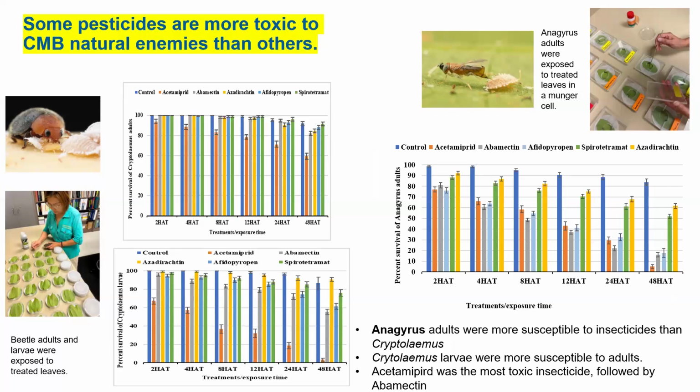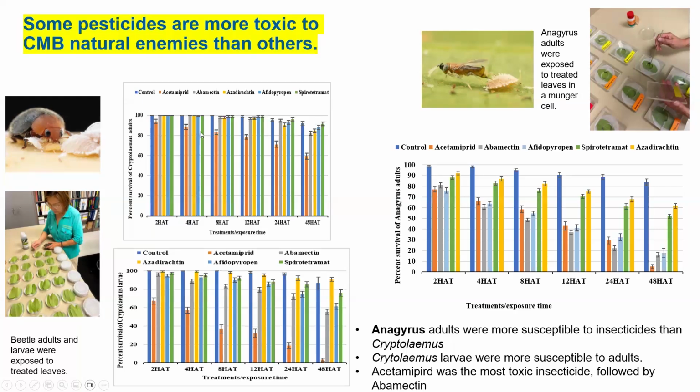So for us, as someone who is developing a management strategy for citrus mealybug, another thing to keep in mind is insecticide selection and its effect on natural enemies. Here is a lab study that we did looking at the effects of different products on Cryptolaemus adults and larvae, and also on Anagyrus adults.